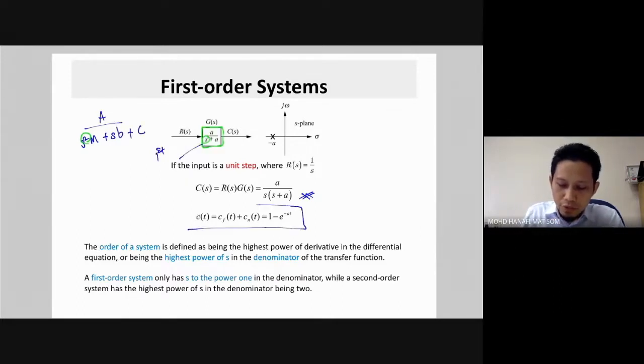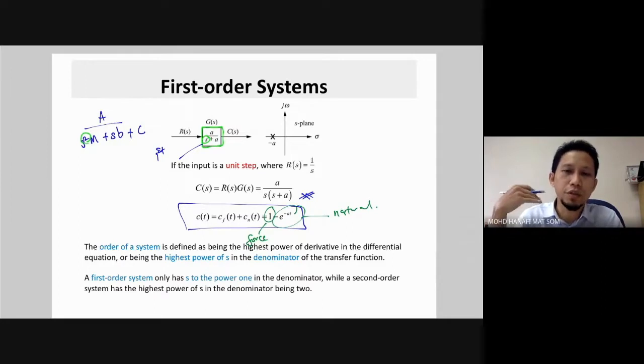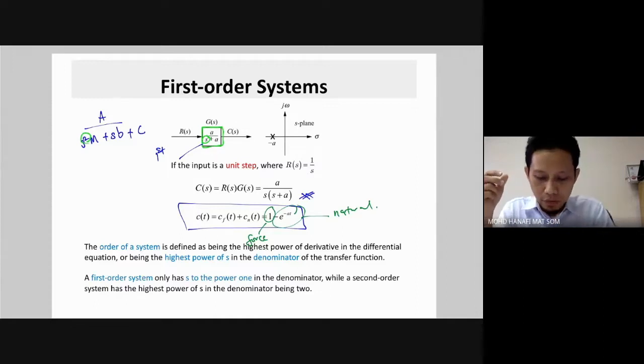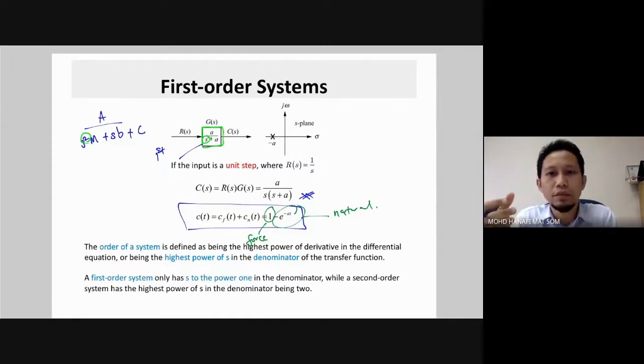When you see the response here, 1 minus exponential negative at, we can classify them: this is the forced response, and this is the natural response. The forced response is due to the input being given to the system. And the natural response is actually the response of the system itself, A over S plus A. This is the response of the system itself.